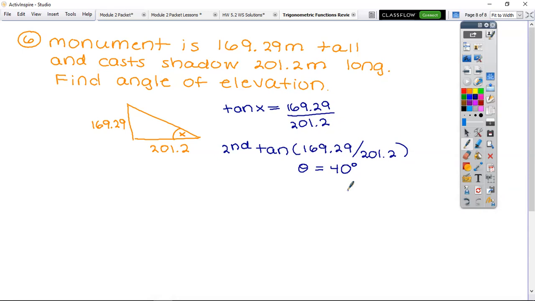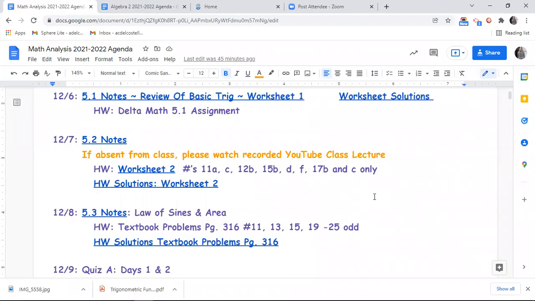Your homework is that second worksheet, and it is just problems 11A and C, 12B, 15B, D, and F, and then 17B and C. Do you guys see where those are listed? Or you can take that sheet out right now and you could certainly circle those.